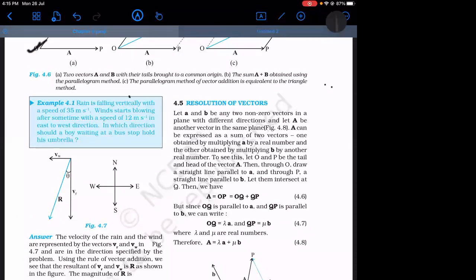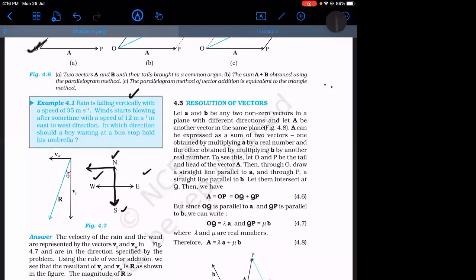So rain is falling vertically. So what do I mean by vertically? If I take the basic directions as north, south, east, and west, rain is falling in the direction of north to south. Right? And wind starts blowing in the direction of east to west. And both these have magnitudes with direction.